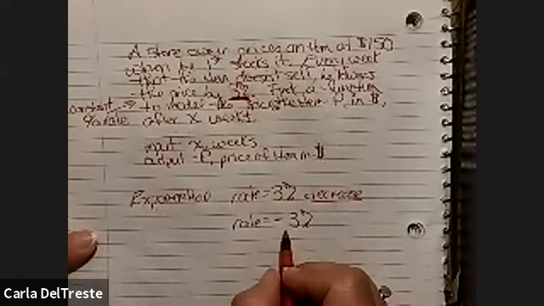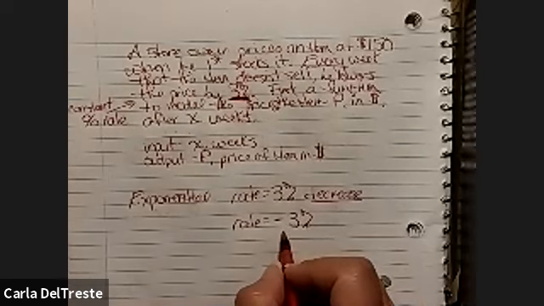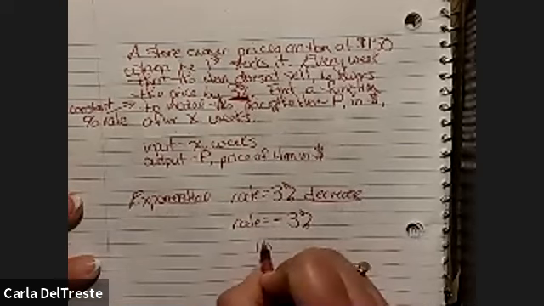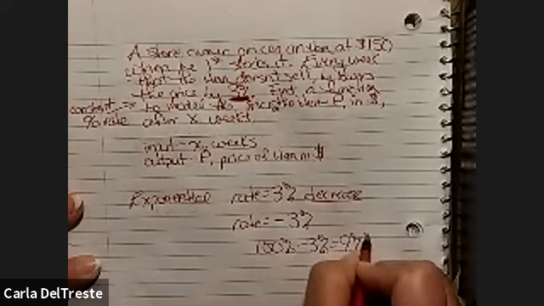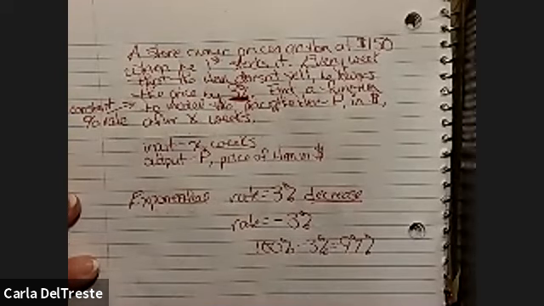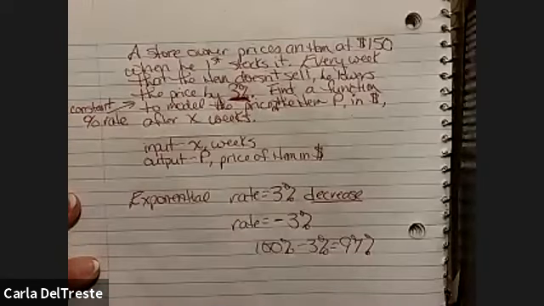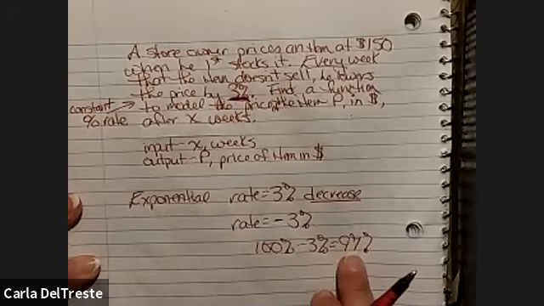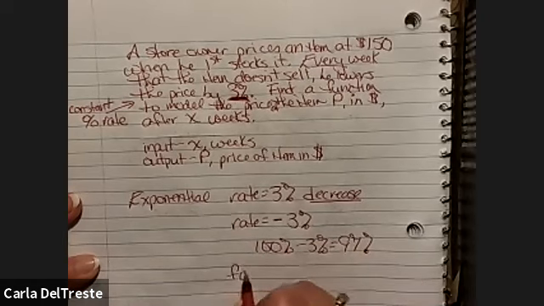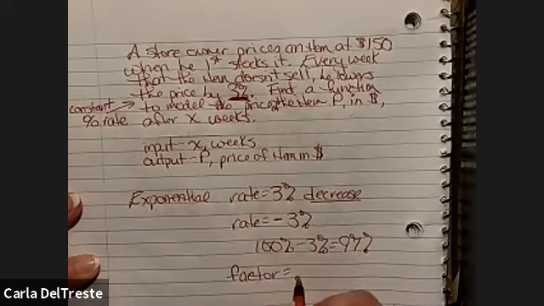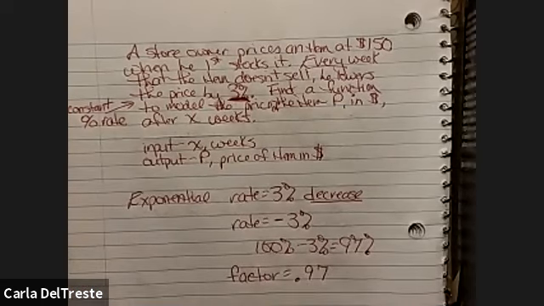First thing I do is I think about the original price being 100%. If I lose 3%, that means I'm only going to get 97% of the original price each time. Okay? This is the percent that I'm keeping. I can't work with that. I have to work with the decimal. So the factor is 0.97. Okay?